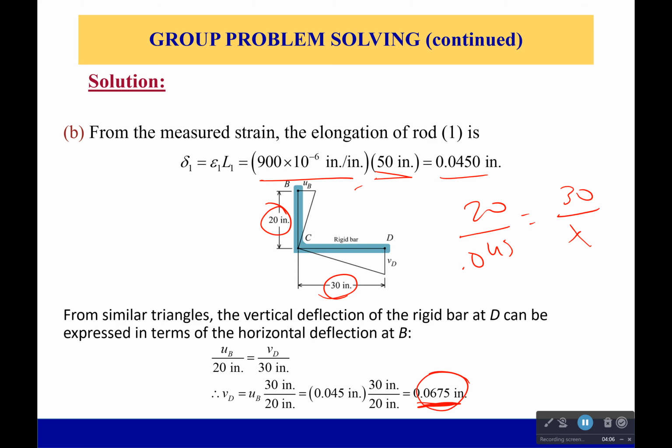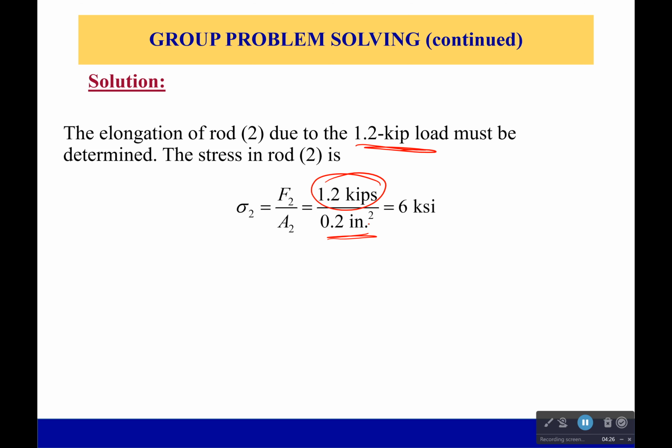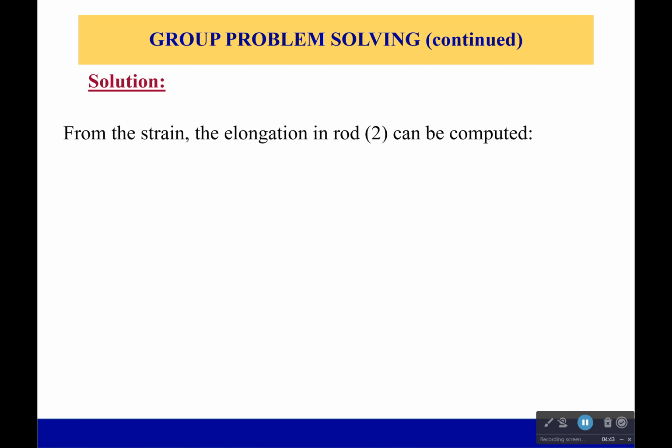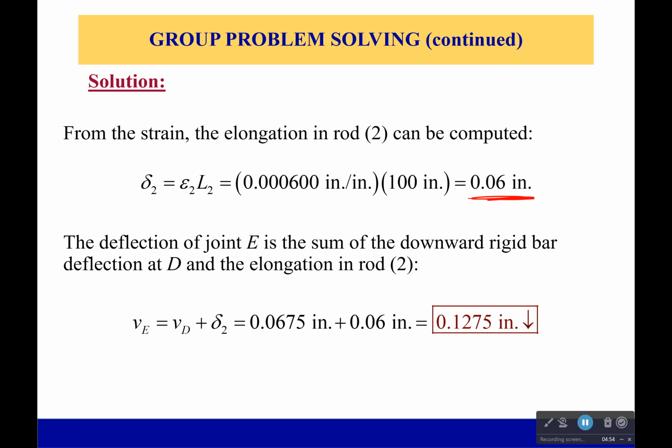Now, how much did the bottom of the bar stretch just because of the force on it? Rod 2 gets elongated by that 1.2 kip load that's pulling on it, that load P. So the stress in rod 2 is going to be 1.2 kips divided by its cross-sectional area of 0.2 inches squared, and that's going to be 6 KSI. Now the strain in rod 2 is then going to be, from Hooke's law, with the same modulus of elasticity as the previous one, 0.0006, very, very small, inch per inch. And then we can figure out the elongation from that. So that strain will cause it to elongate by 0.06 inches. And that will be in addition to how far it moved earlier.